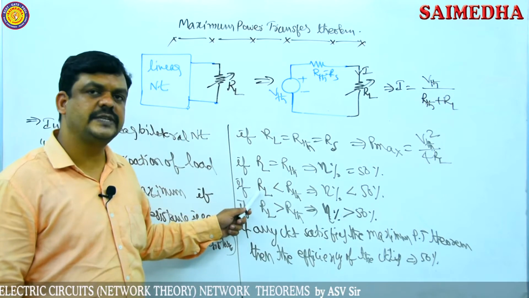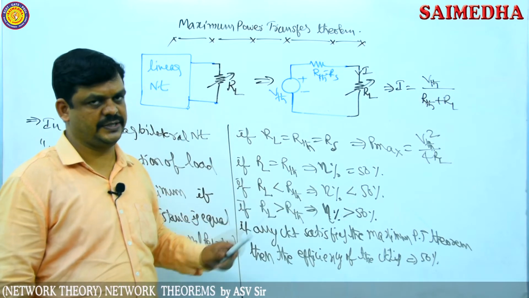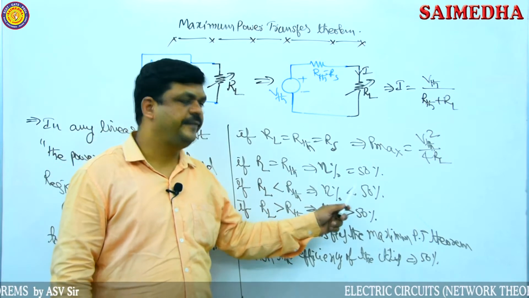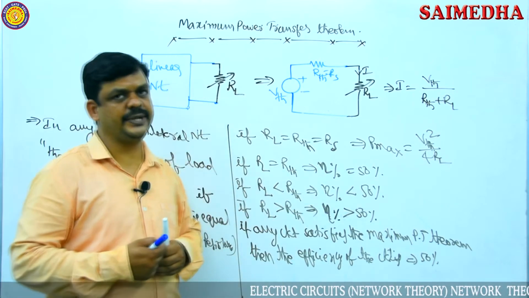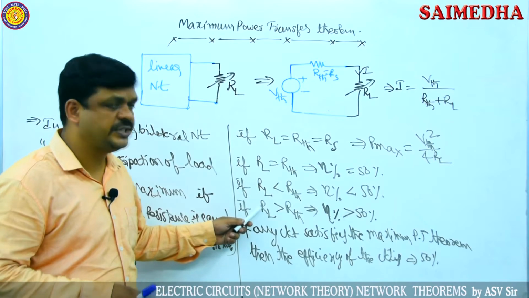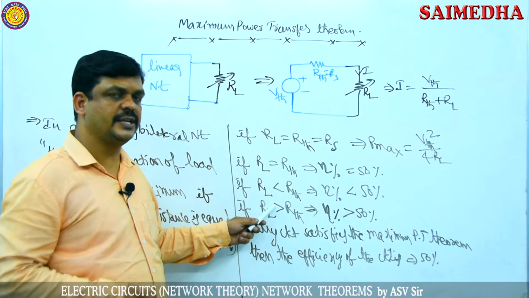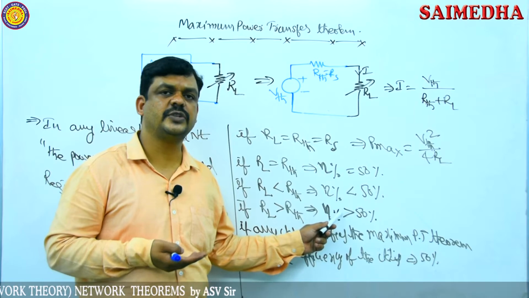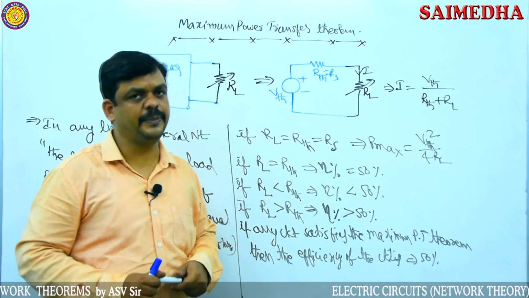If the load resistance value is less than the Thevenin's resistance, the efficiency is less than 50%. And if the load resistance value is greater than the Thevenin's resistance, RL value is more than the source resistance, then the efficiency is also expected to be greater than 50%.